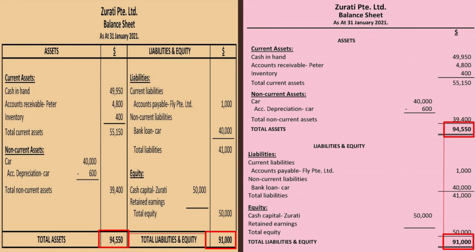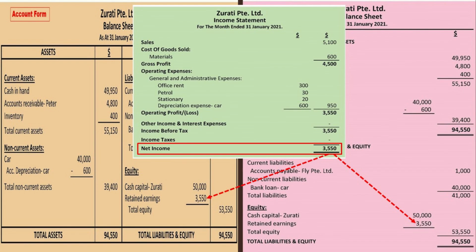Now, let's check the total balance for assets, liabilities and equity. Total assets is $94,550 and total liabilities and equity is $91,000. Why are both figures still not balanced? Remember that we have to transfer the net income figure from the income statement as retained earnings. So, we transfer the net income $3,550 from the income statement to the balance sheet as retained earnings.